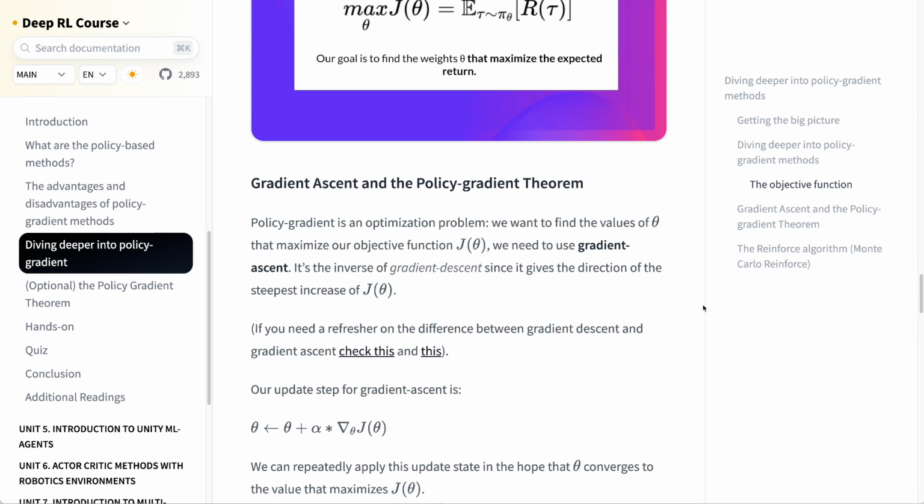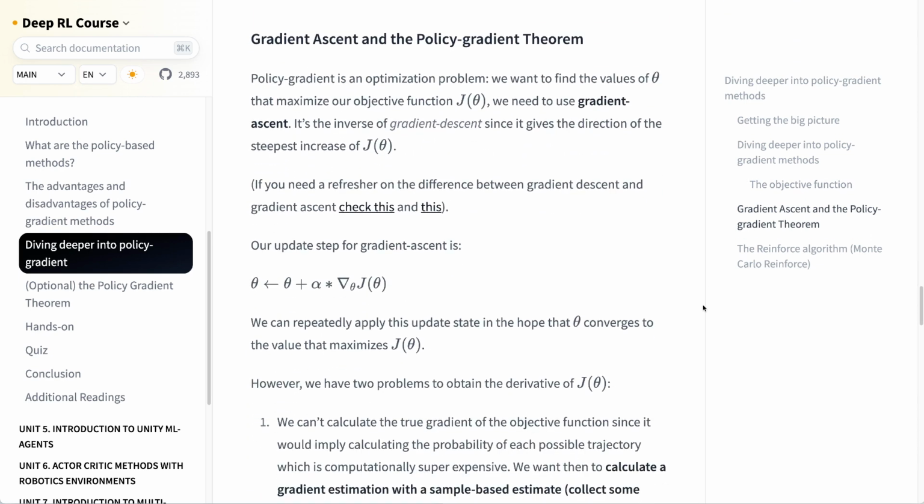Gradient ascent and the policy gradient theorem. Policy gradient is an optimization problem. We want to find the values of theta that maximize our objective function J. We need to use gradient ascent. It's an inverse of gradient descent since it gives a direction of the steepest increase of J, and J is expected cumulative reward. So I guess that's what we want to increase. If you need a refresher between gradient descent and ascent, check this and this.